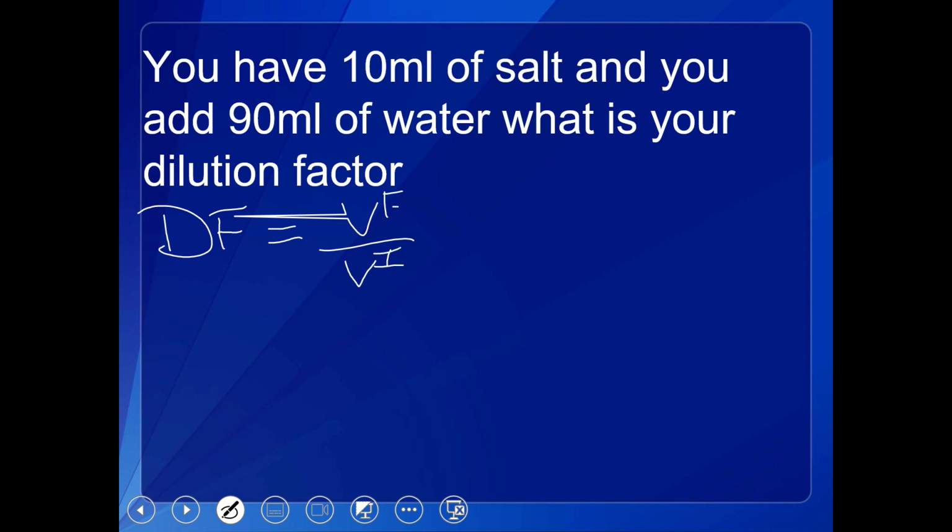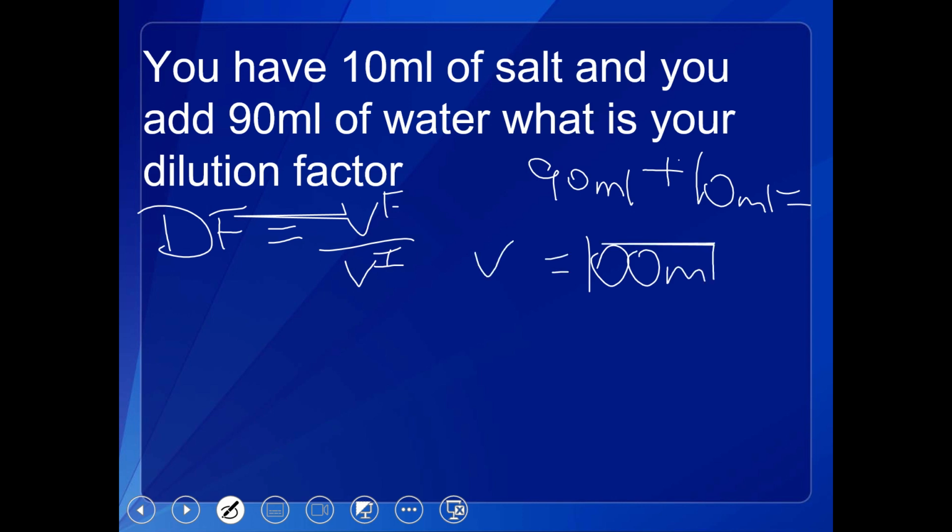equals volume final over volume initial. So what is our final volume? How do we find that? Well, you're going to take the two volumes that you're given and add them together in this case. So 90 plus 10. Make sure you always add your units. All right, so that equals volume final. Now, your volume initial is always going to be your solute. So in this case, your volume initial is going to be 10 milliliters.